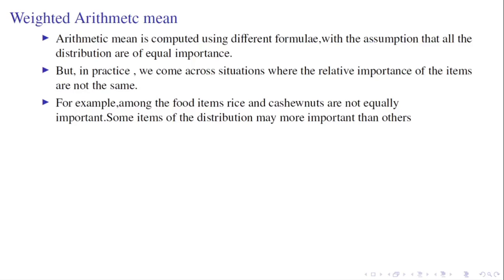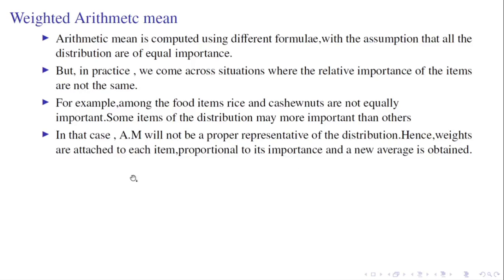We must purchase medicines every month. So we are giving weightage to some items and we are not giving weightage to some items. We do not buy cashew nuts every month. So we give some items more importance than some other items. In that case, AM will not be a proper representative of the distribution.